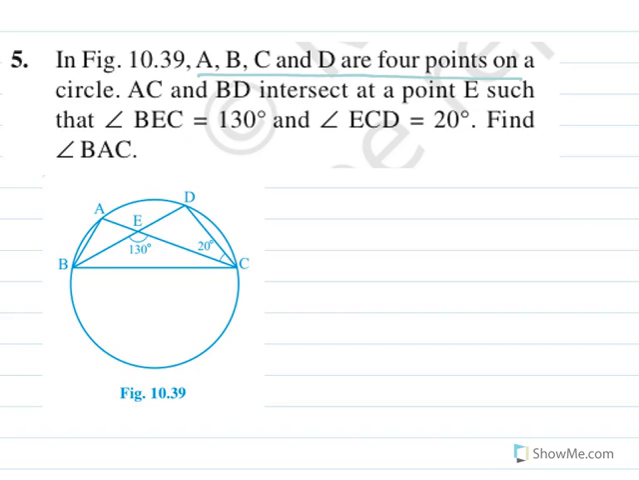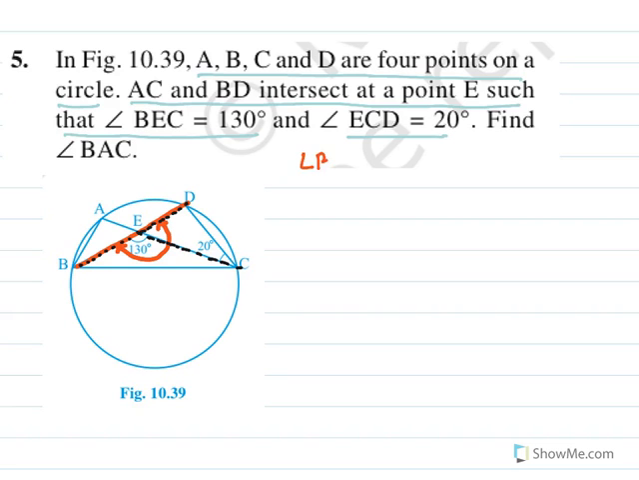ABCD are 4 points on the circle. AC and BD intersect each other at E, such that BEC is 130 and ECD is 20. Find BAC. So we're going to start first on this line BD, and we'll make a linear pair. This is a linear pair. So here you see there are two angles. One is BEC and DEC. Both these angles together add up, you get 180.